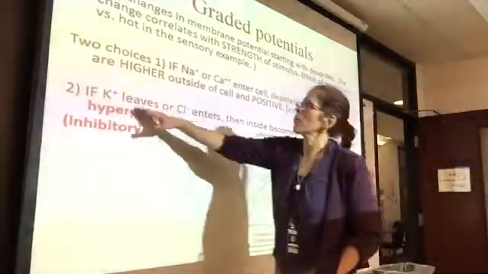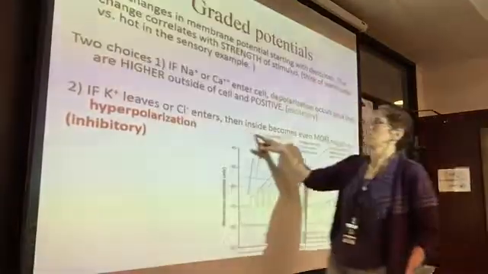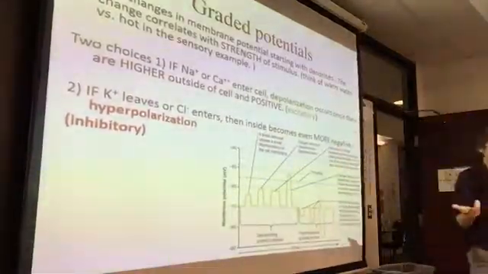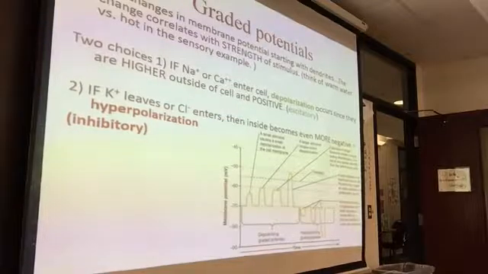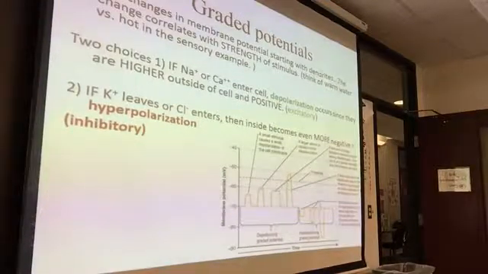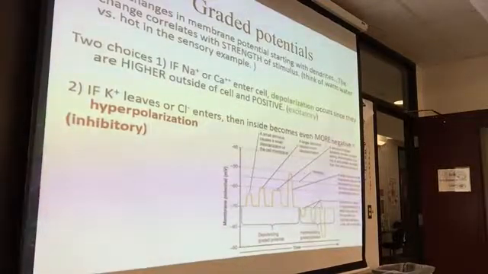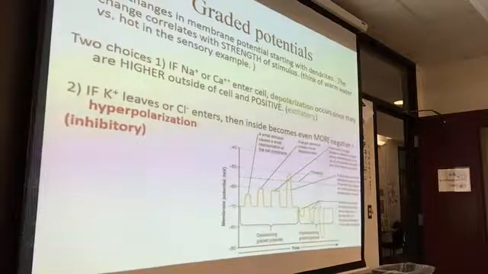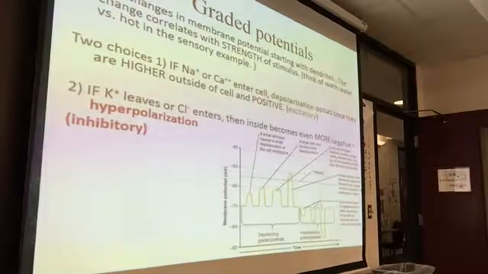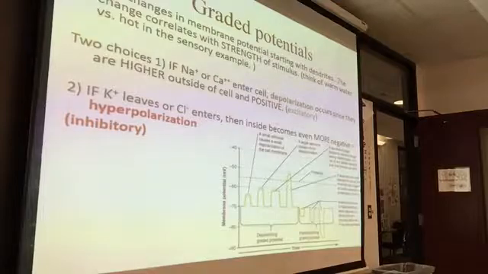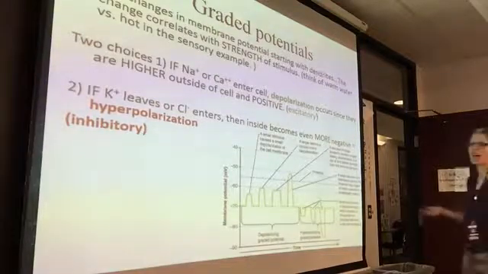If potassium or chloride leaves, as Katie told us, then the inside becomes even more negative. And I'm hyperpolarized, which means it's harder to meet my threshold, isn't it? I'm getting further away from that magic minus 55. Much harder to reach my threshold. So we would say you were inhibited.